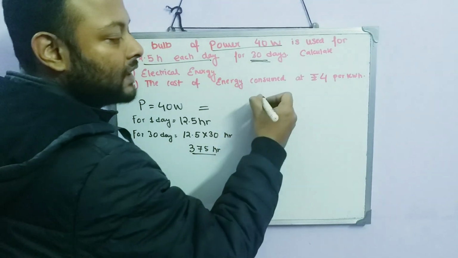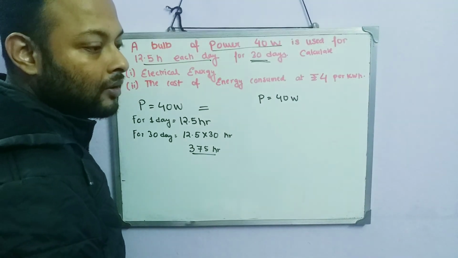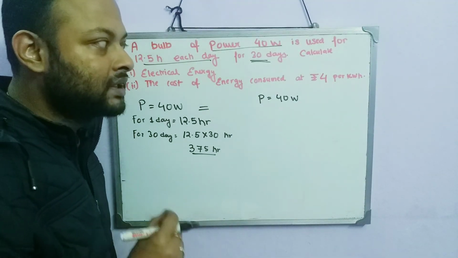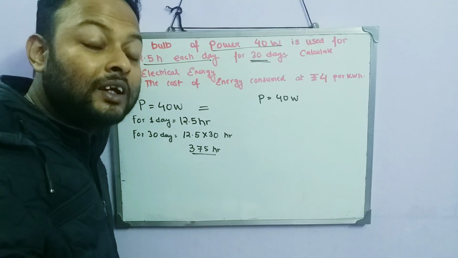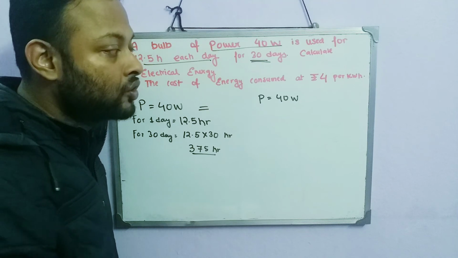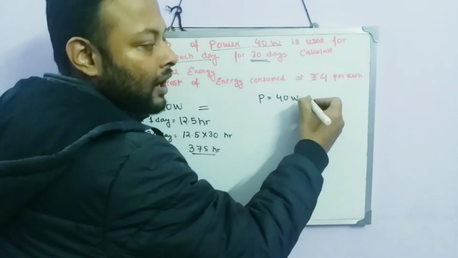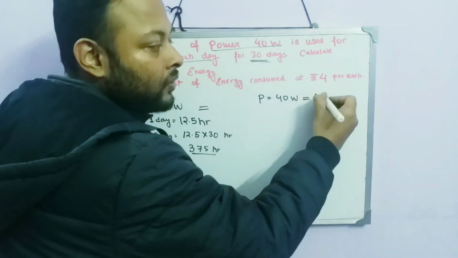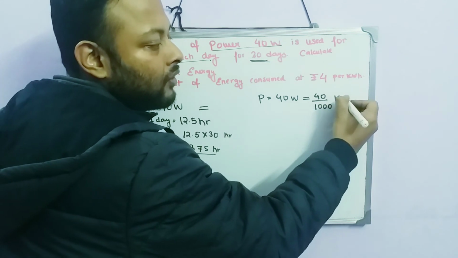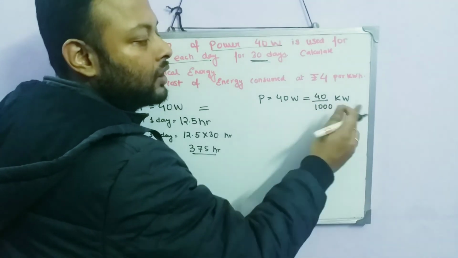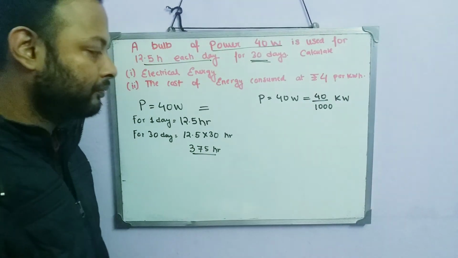Now let me write it nicely over here. Power is 40 watt. But just now we have discussed the commercial unit. In the commercial unit, we don't calculate in watt, but we rather calculate in kilowatt. So I have to convert this 40 watt into kilowatt. How am I supposed to do that? We will divide 40 by 1000, which converts watt to kilowatt. So 40 watt is nothing but 40 by 1000 kilowatt.